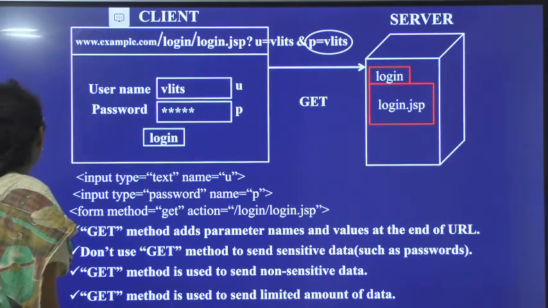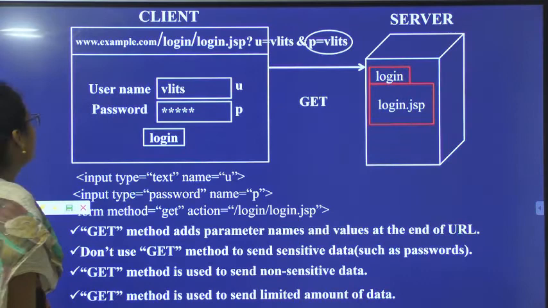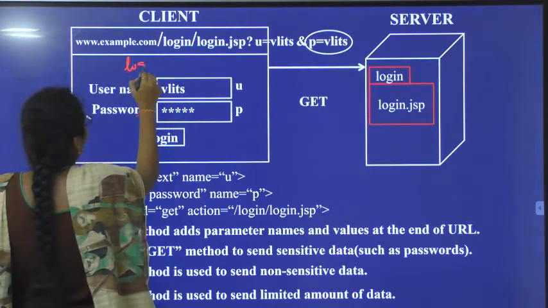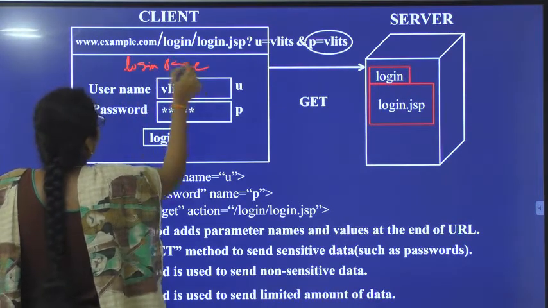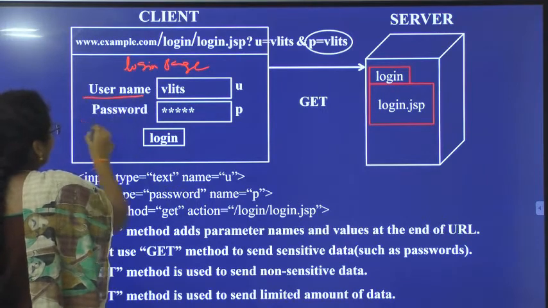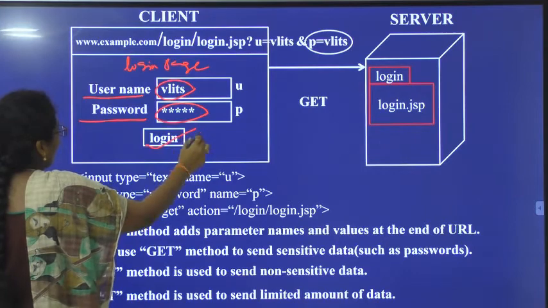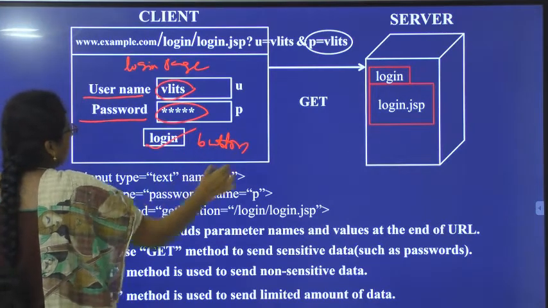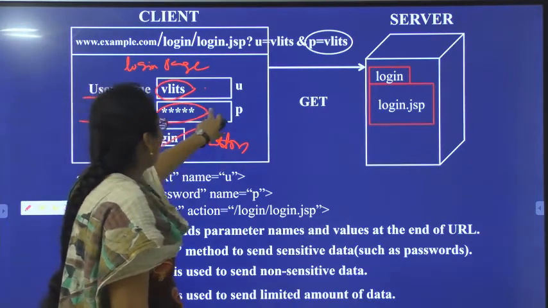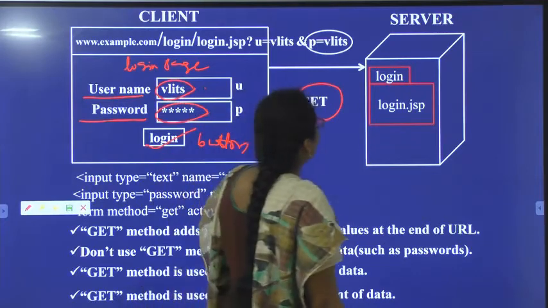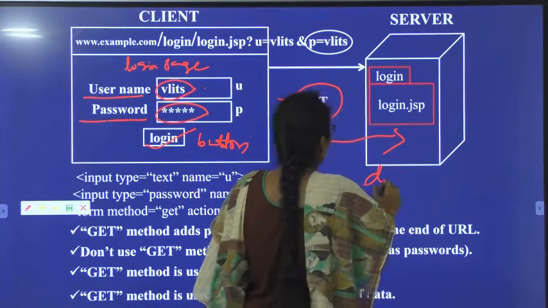So this is how the get method will work. You have a login page. In this login page you have a username and password. The username is VLITS and the password is entered. Using the login button you log in. Now this username and password, using the get method, should be stored in the server, nothing but the database.